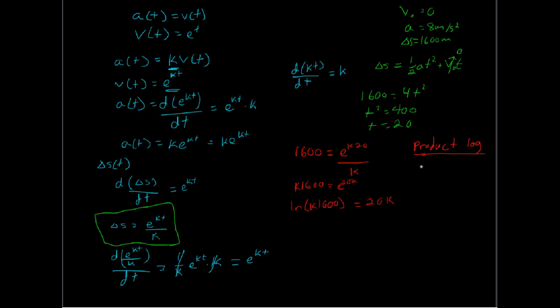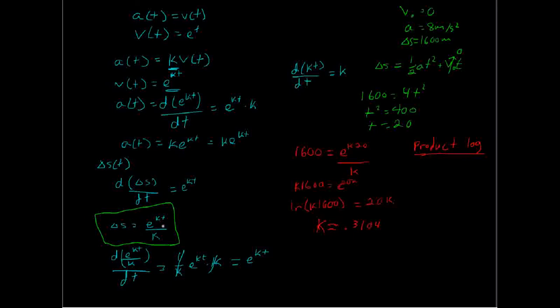But what we're going to do is just plug it into our calculator. We'll say that y1 is equal to natural log of x times 1,600, and y2 is equal to 20 times x, and we're just going to do our standard second calc 5 intersect, and then we'll find the intersect. And if you do that, rounding a little bit, you'll get that k is approximately equal to 0.3104.